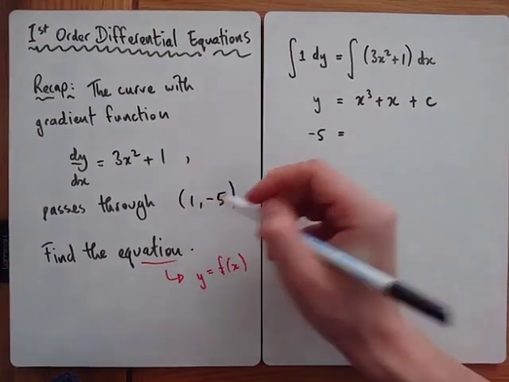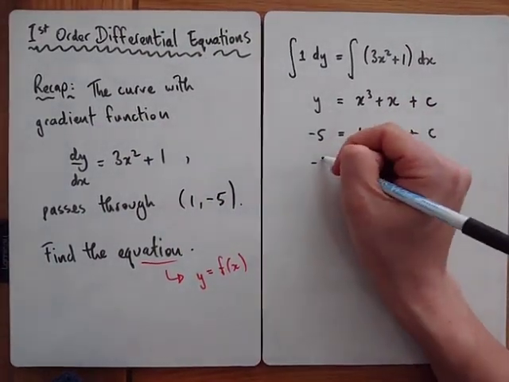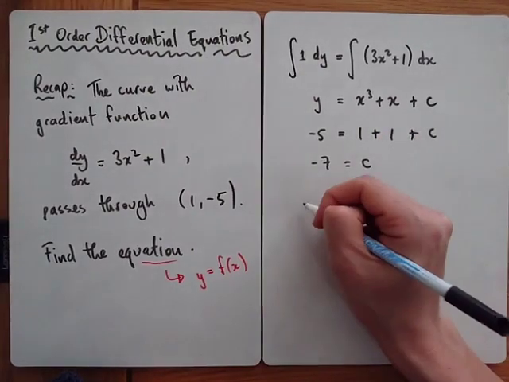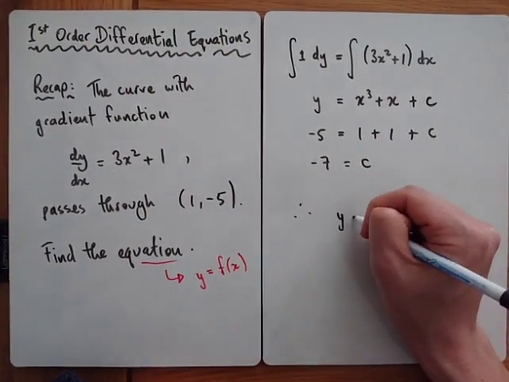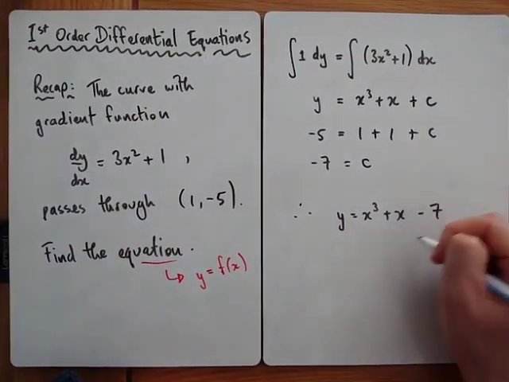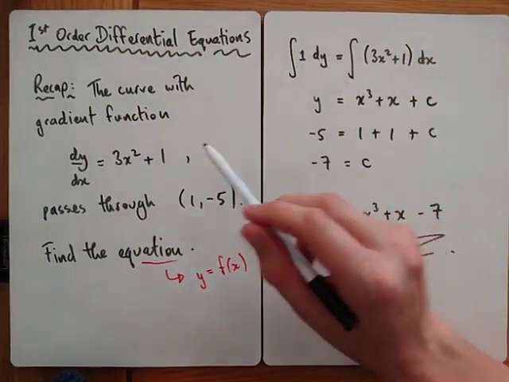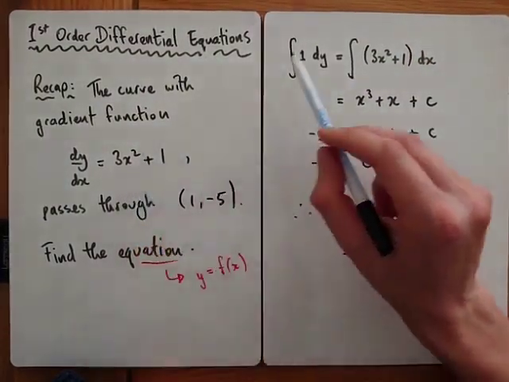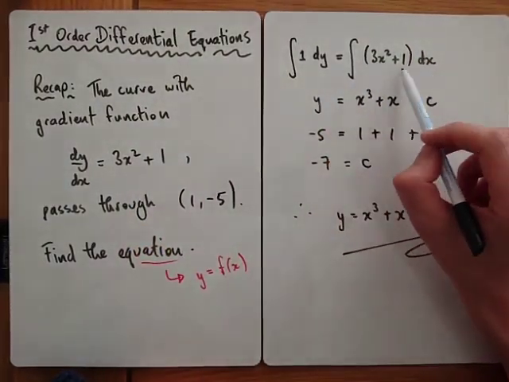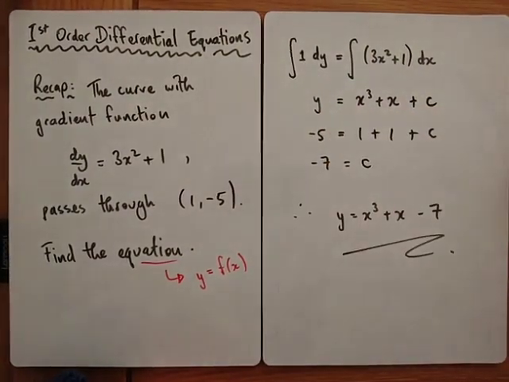Once you've integrated, obviously you just substitute in to find the constant. So if y equals minus 5 when x equals 1, we end up with minus 7 equals c, so our final answer would be y equals x cubed plus x minus 7. So this new little extra step, where instead of just integrating straight away, we get the x's on one side with the dx and the y's on the other side with the dy, is the technique that we're going to look at in the next few examples.